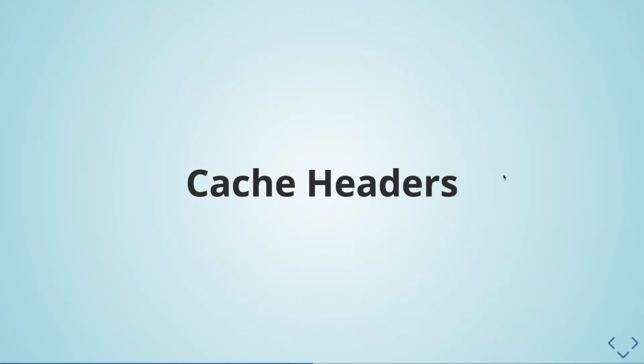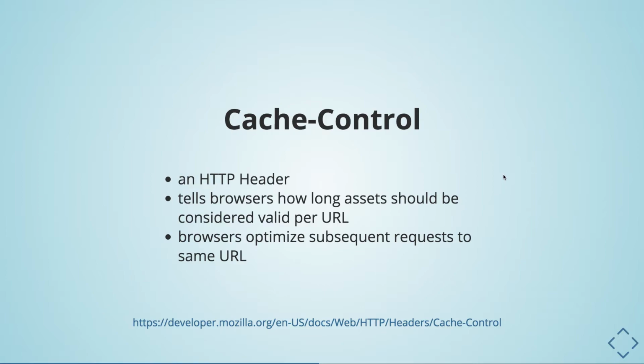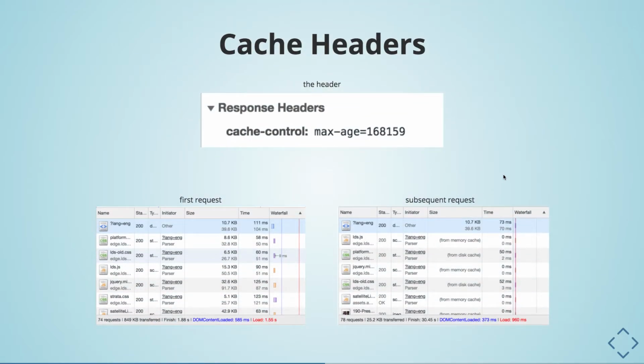All right, cache headers. Let's talk about that. There's another HTTP header called cache control. It tells the browser how long to consider the content at this URL valid, so the browser can then optimize whether or not it gets it again. You set it as a max age. There are some other things that you can add there. It's in seconds, right?